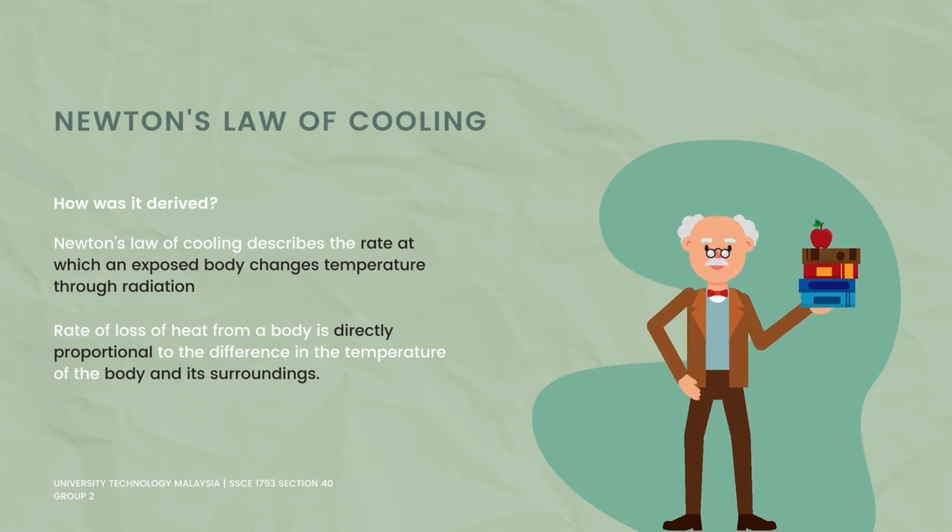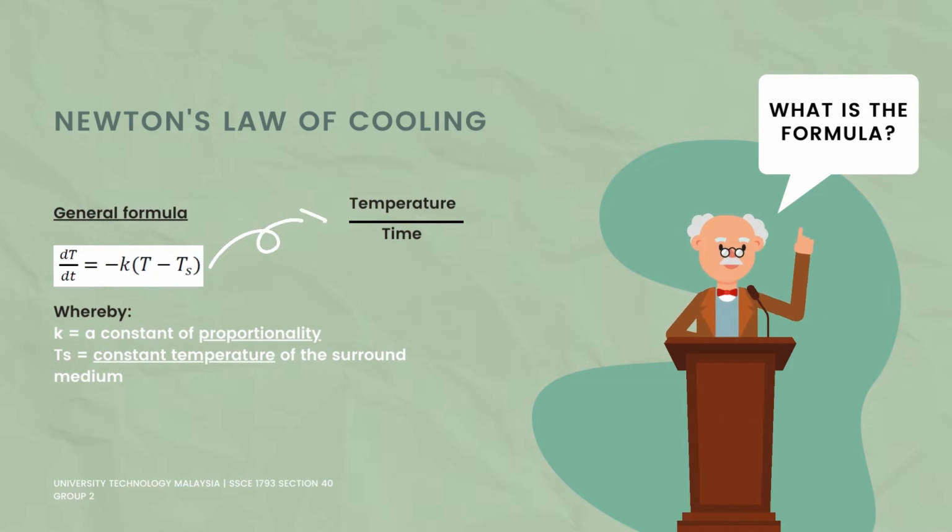Newton's law of cooling describes the rate at which an exposed body changes temperature through radiation. The rate of loss of heat from a body is directly proportional to the difference in the temperature of the body and its surroundings. The general formula can be given as dT/dt, the change in temperature with respect to time, equals minus k (T minus Ts), where k is a constant of proportionality and Ts is the constant temperature of the medium's surroundings.